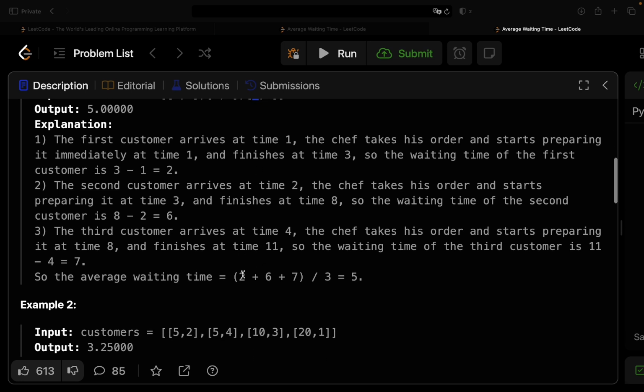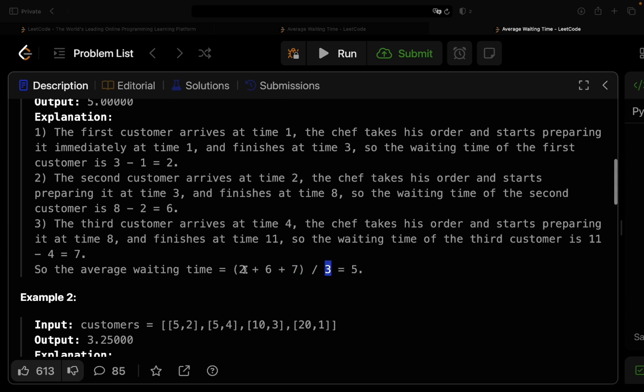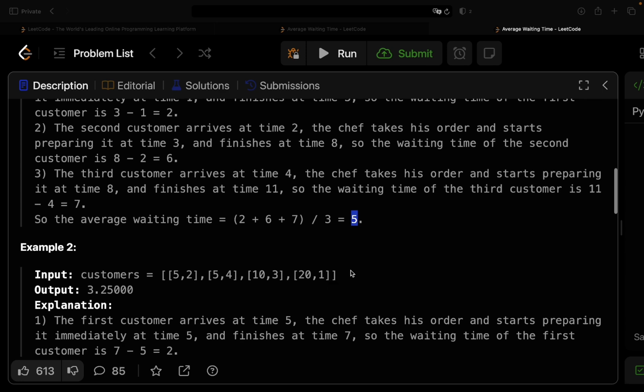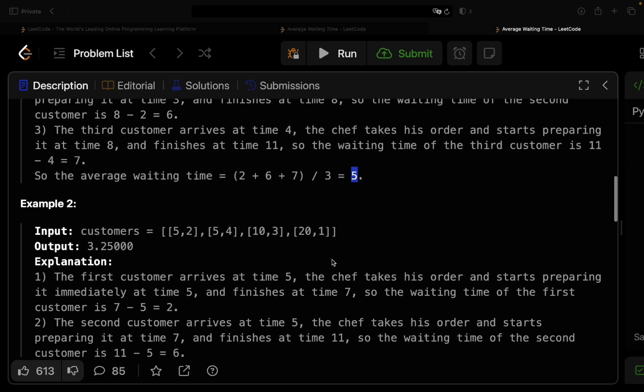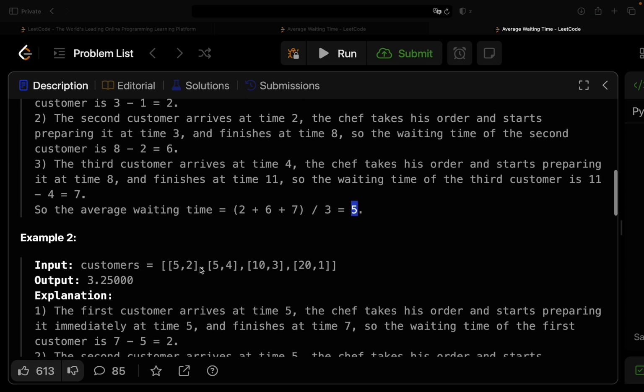So the average will be the summation of all the waiting times for each customer divided by the number of customers, which is 15 divided by 3, which is 5. So same thing goes for all of them. So to solve this problem, we can see it's straightforward.